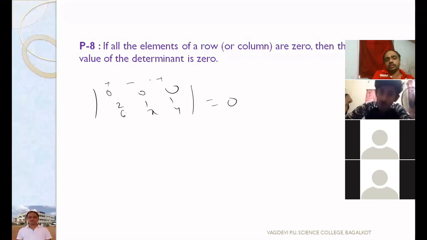So if all the elements in a row, or similarly if all the elements in a column are 0, the value of the determinant is also 0. This is property number 8. So this property you have to remember and apply in the problems.